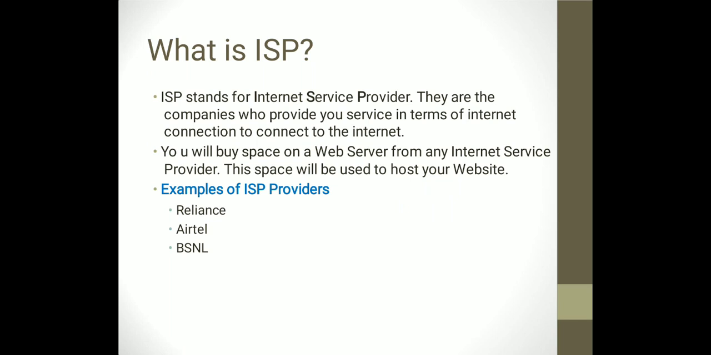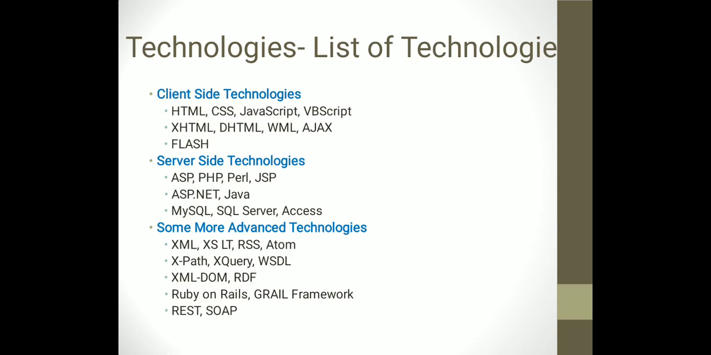Then, what is an ISP? ISP stands for Internet Service Provider, and they are companies that provide you service in terms of an internet connection to connect to the internet. You will buy web server space from an internet service provider, and this space will be used to host your website. Examples of ISPs are Reliance, mostly known now for Jio cards, and Airtel, BSNL. All these are internet service providers.